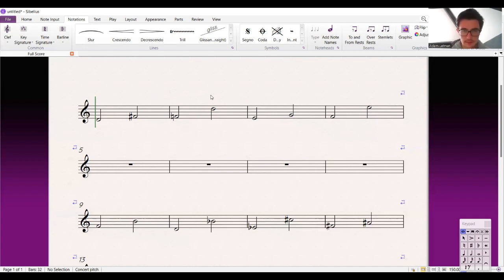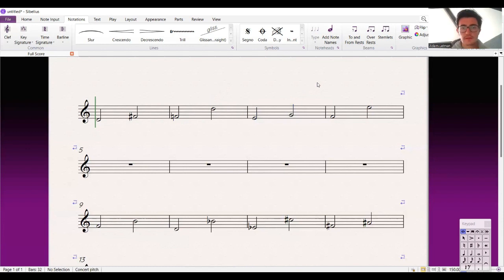D to F sharp, that is a major third. This is because F sharp is the third in a scale of D major, making it a major third. D, E, F sharp. F to D, this is a major sixth. This is because D is the sixth note in a scale of F major.